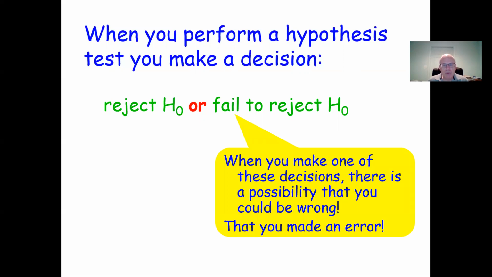So when you make one of these decisions, there's a possibility that you could be wrong, right? Why? Because you're using a sample. The sample is not the entire population. So you run some statistical procedure. You come to a conclusion of one of these two. You either reject the null or fail to reject the null. But it's possible you made a mistake. Okay? You made an error. And that's always possible when you have a sample instead of the entire population.